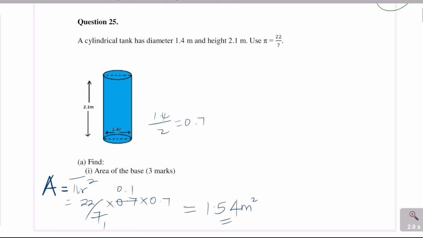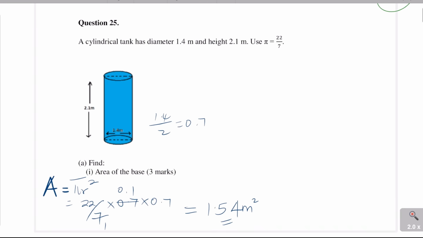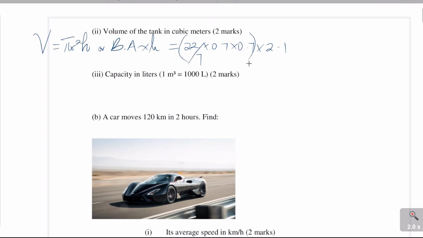So let's go back. The height is 2.1 meters. And since we had calculated the base area to be 1.54 meters squared, we multiply 1.54 meters squared times 2.1 meters. When you multiply that, the volume will be 3.231 meters cubed, not squared, because this is volume, cubed. So that is how you work out that part.